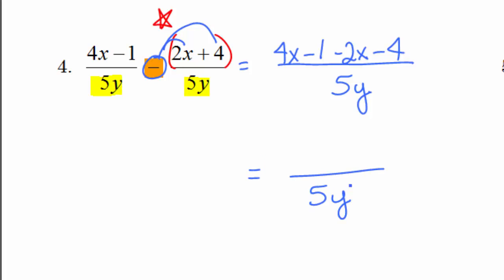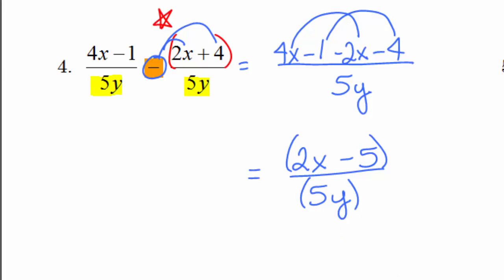Now, collect like terms. 4x minus 2x is 2x. Negative 1, negative 4 is negative 5. Can I factor that? No. Can I factor that? No. Are there any common factors? No. That's it. Distribute that minus sign.